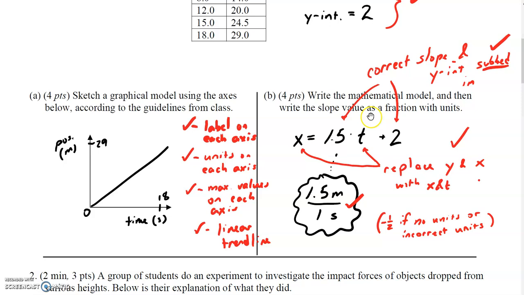We also want to write the slope as a fraction with units, so I'm going to do that right here. 1.5 over 1 is writing as a fraction, and we have to make sure the units coincide with rise over run, so that would be meters over seconds.